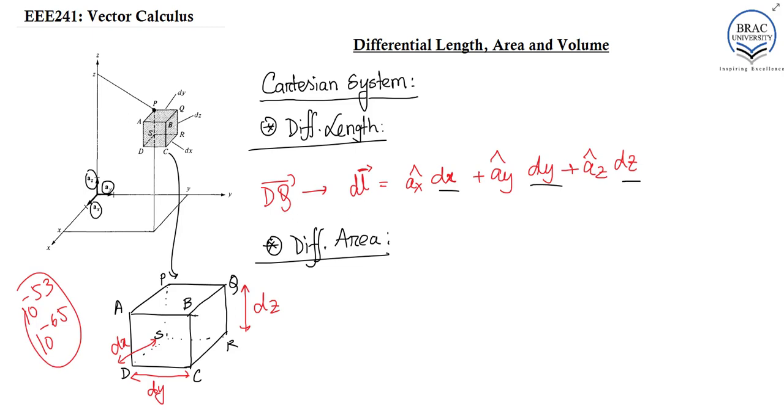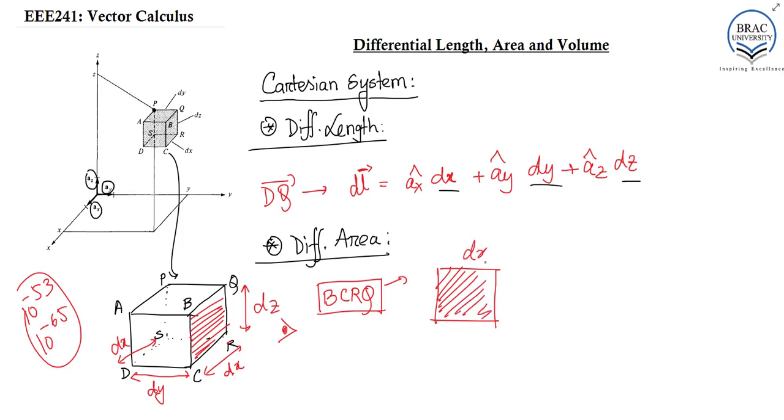So let's say we're talking about this surface over here, which is BCRQ. Let's say this is a really small surface, and this rectangular surface is created by a length of dx and a height of dz. So if you just look at it from this direction, you will see a rectangle, the length of which is dx and the width of which is dz. The surface area of this infinitesimally small surface will be given by ds equals dx dz.